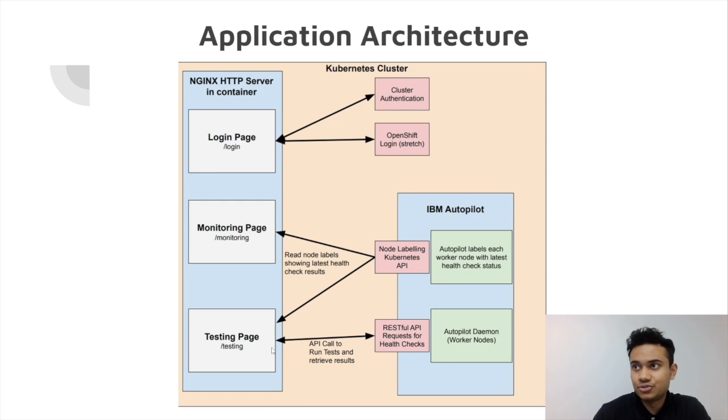But the testing page, to deploy the tests, has to interact with Autopilot's RESTful API requests, which is specifically designed for deploying health checks. As I'll show later, on the testing page, you can select a set of tests and a set of nodes and use the Autopilot API to run the health checks on the worker nodes.